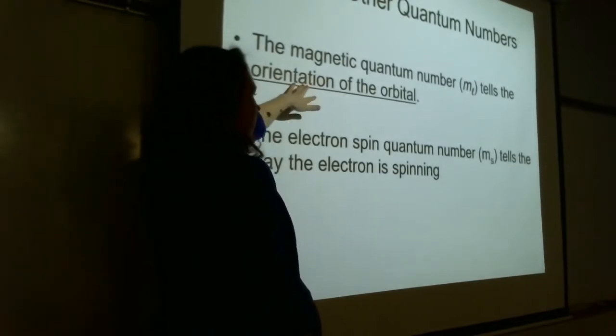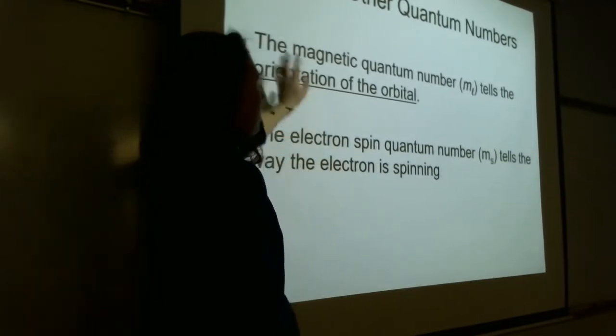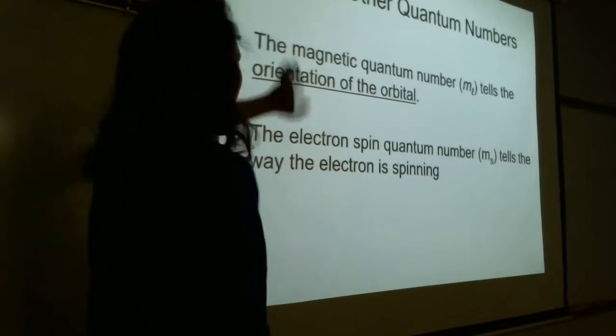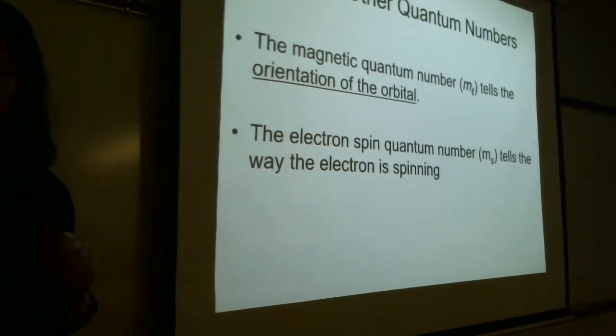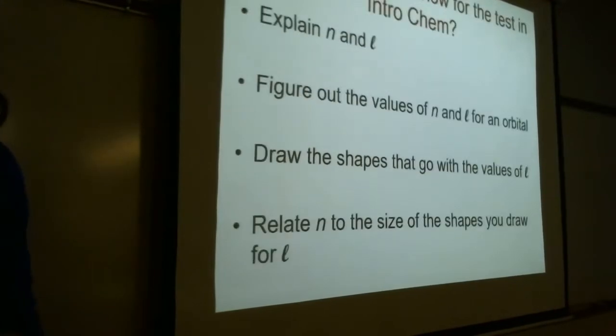Now, the 2 other quantum numbers which you're not responsible for in this class, m sub L is orientation. I've already mentioned it. And m sub s is telling you which direction it's spinning. You're not responsible for these 2 in Intro Chem, so this is just for your general knowledge. Go on and take Gen Chem, and we'll get into the nuts and bolts of those.